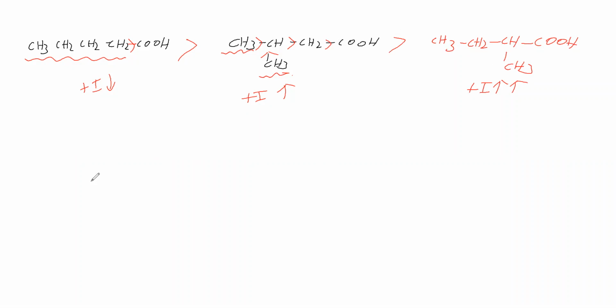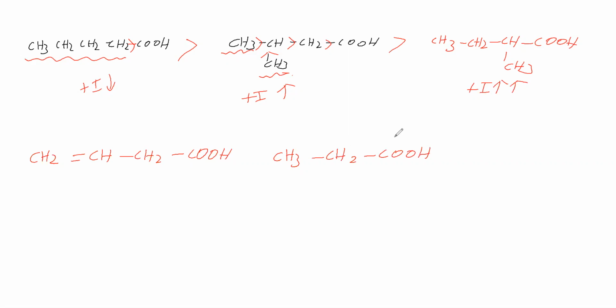Now we will take another compound, CH2 double bond CH, CH2 COOH, like this carboxylic acid. Next we will take a carboxylic acid like this, CH3 CH2 COOH.